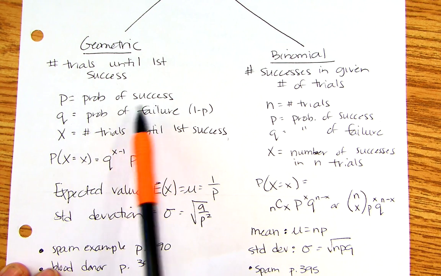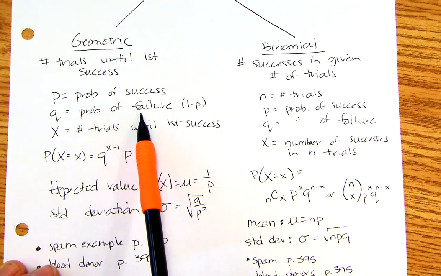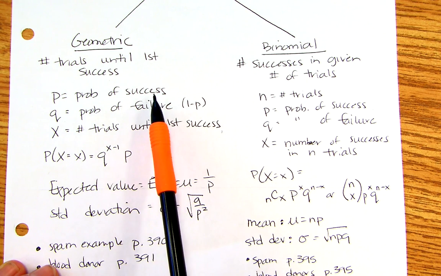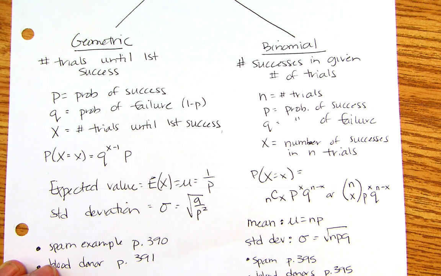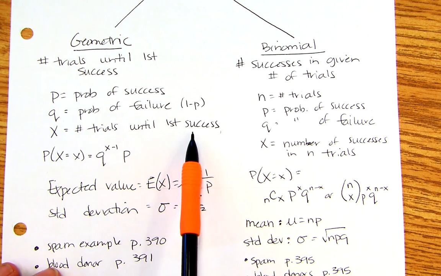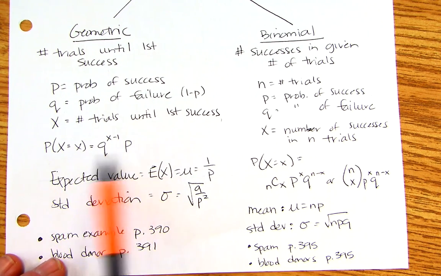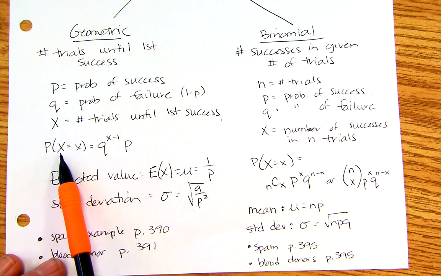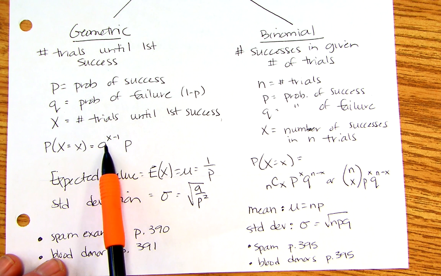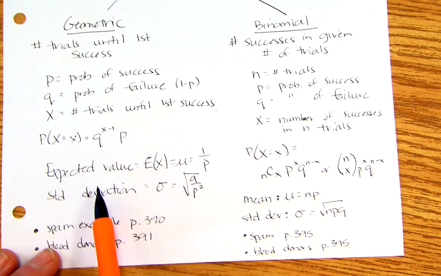So P is the probability of success. Q is the probability of failure, which is 1 minus P. If there's a 20% likelihood of success, there's an 80% likelihood of failure. In the geometric model, X is the number of trials until the first success. And you'll see this notation. If I want to know the likelihood that I'll get a success on the 7th try, that means I got failure on the first 6 tries and success on the 7th.